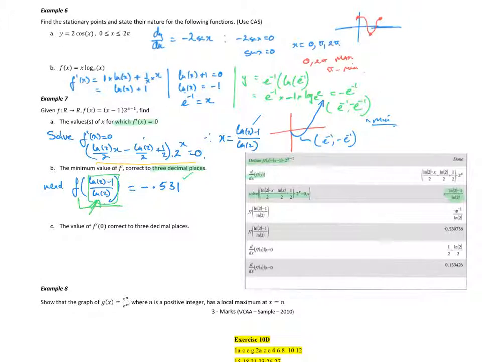The value of f dashed of 0. So again, I might just rewrite that function again, even though it's a bit of a pain. I'll put natural log of 2 on 2x minus natural log of 2 on 2 plus a half times 2 to the x. And then I might just put a little given x is equal to 0. And therefore, I'm going to put, to 3 decimal places, 0.153.